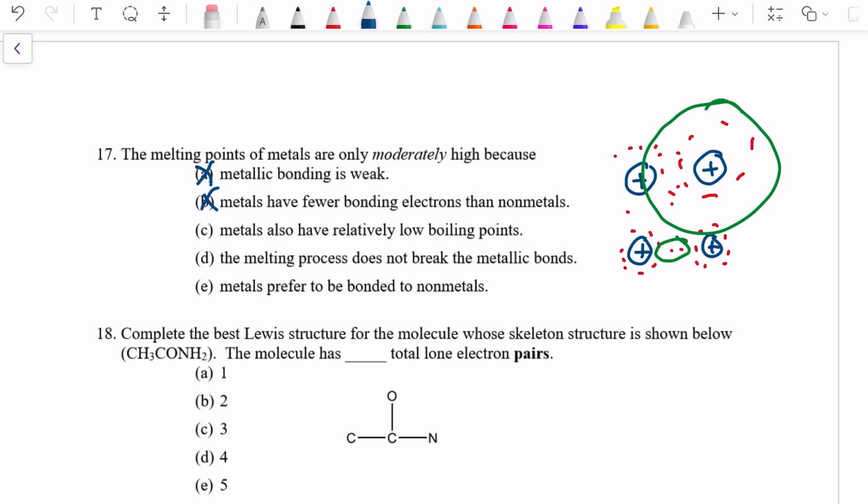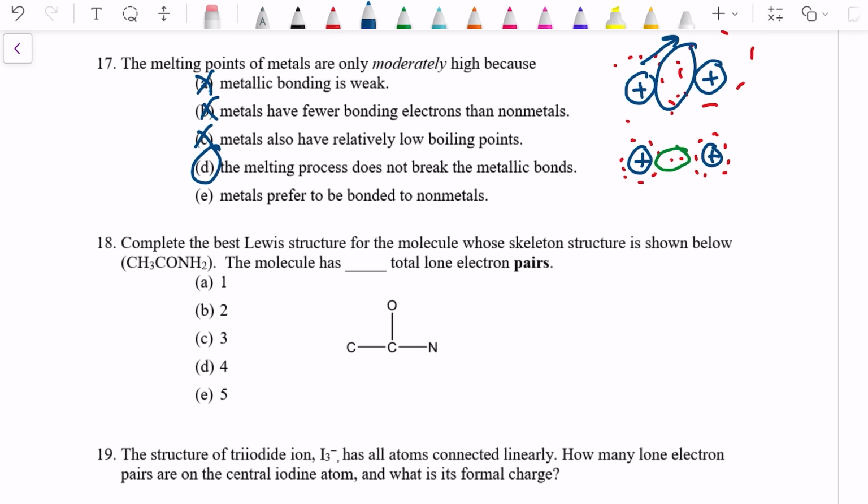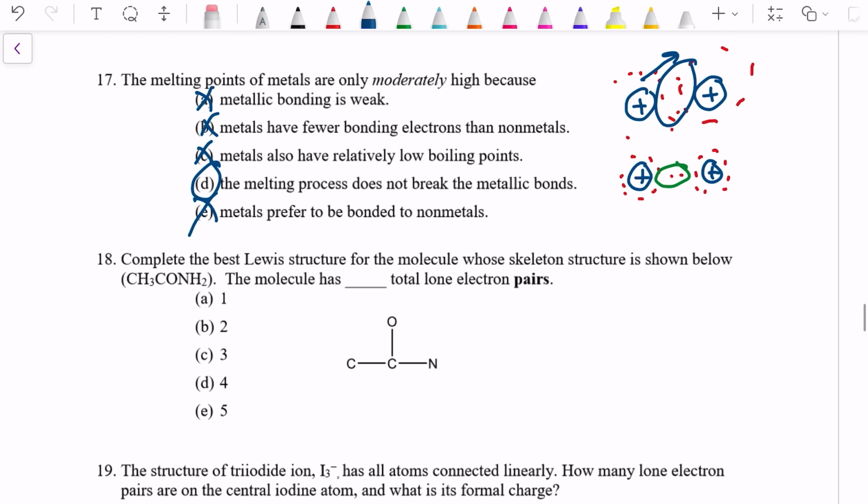C, metals also have relatively low boiling points. That's pretty unrelated. D, the melting processes do not break the metallic bonds. This is true, because when we heat it up and melt it, these ion cores are just going to be able to flow around, and we don't actually have to change any of the electron configurations. So D is going to be our right answer. E, metals prefer to be bonded to nonmetals. I do not believe that's necessarily true. So 17, C or D it looks like.